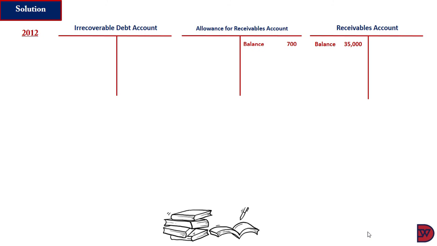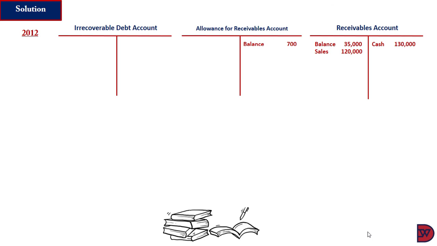Let's look at the transactions that happened in 2012. There was a credit sales of $120,000. So we debit the receivables account, and credit the sales account, which is not shown here. There was also cash of $130,000 received. It is again mentioned that 2% of the balance should be catered for as a general allowance.